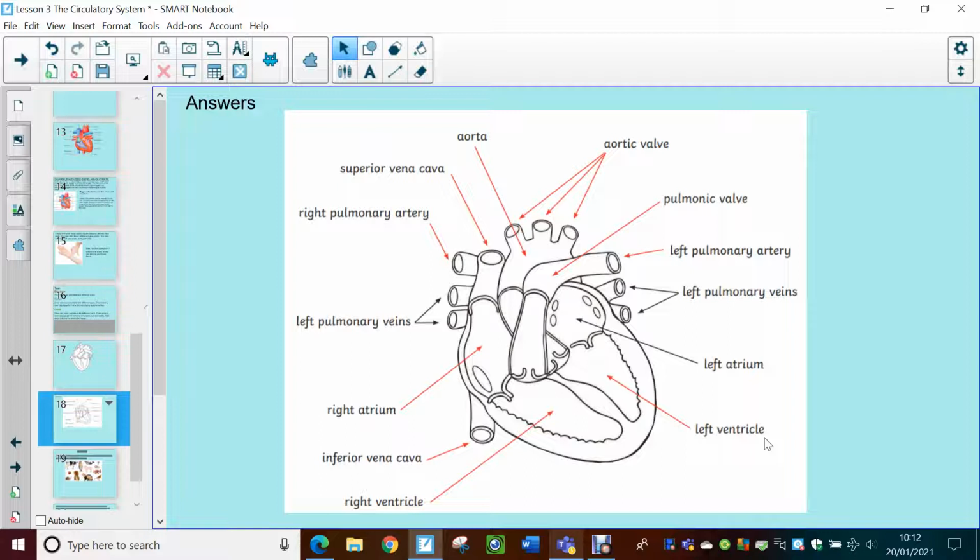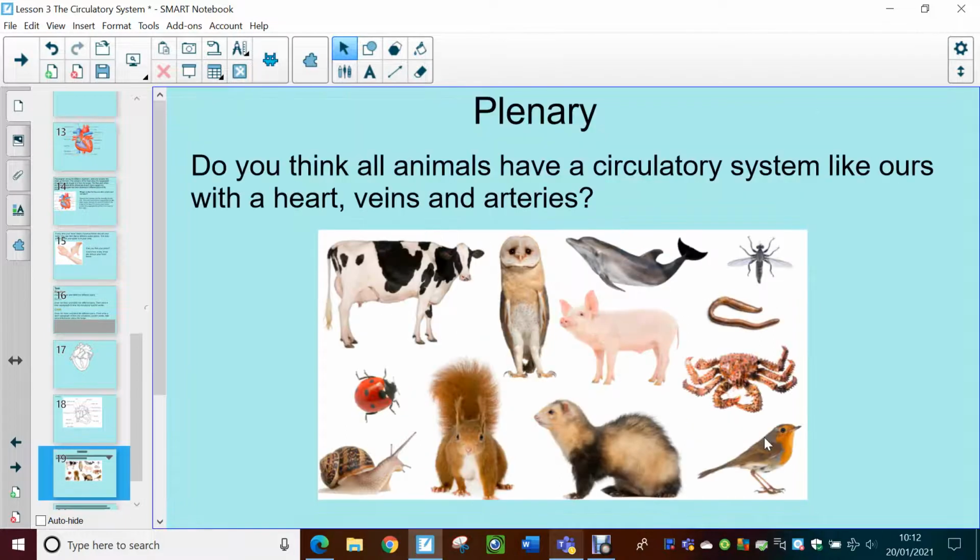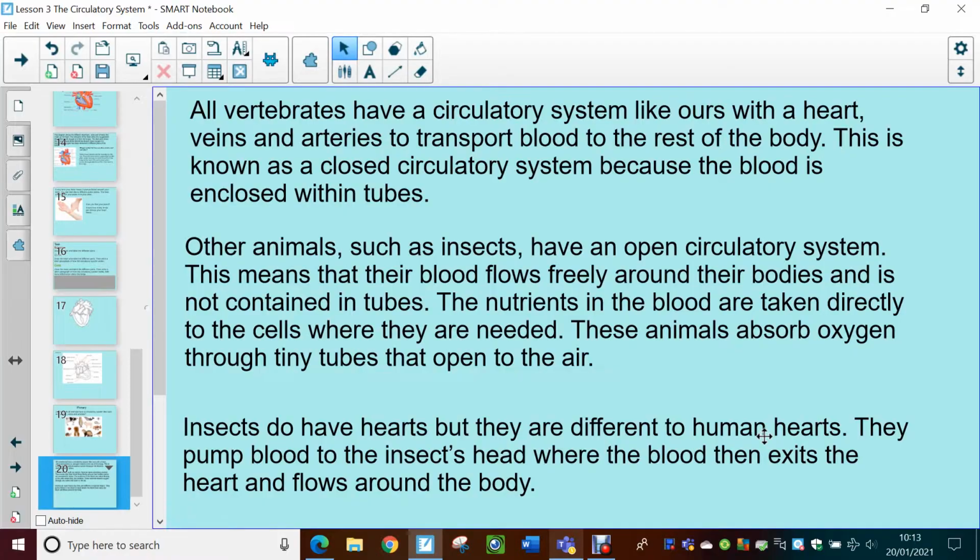But very technical today, very technical, with lots of small parts of information, which can make it seem a little bit tricky. But overall, we just need to understand the role of the heart and how the circulatory system works. So to finish, do you think all animals have a circulatory system like ours with a heart, veins and arteries? Interesting question. Pause the video and have a think. Okay, well, have a read of this page and it will answer that question with some really interesting information.